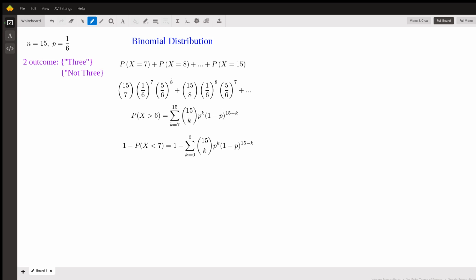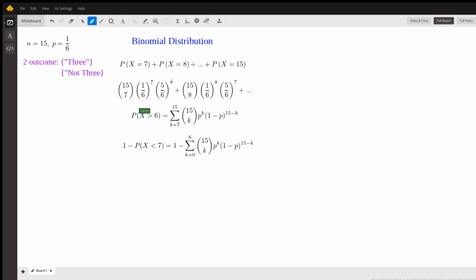Okay. So basically, what you need to do here is add up the probability that, so x represents the number of threes. So we need to get the probability that it's 7 threes, 8 threes, all the way up to 15 threes. These are all bigger than 6. So this is a fairly cumbersome calculation. A lot of things here.